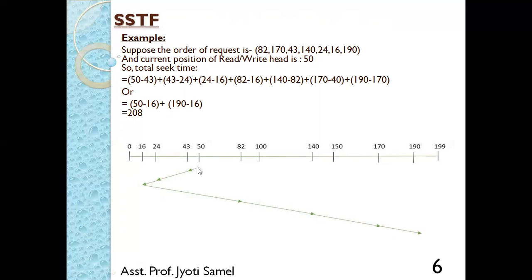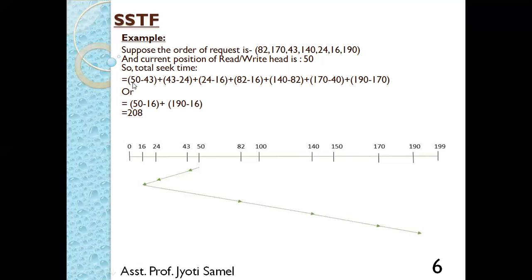Now my current head position is 50. It will find out which one is the smallest. Which one is the smallest among them? Definitely 43 is the smallest. So first it will move to the left-hand side and reach 43. Now again it will find out from 43 which one is the shortest distance. After 43, it is 24, 16 and so on.